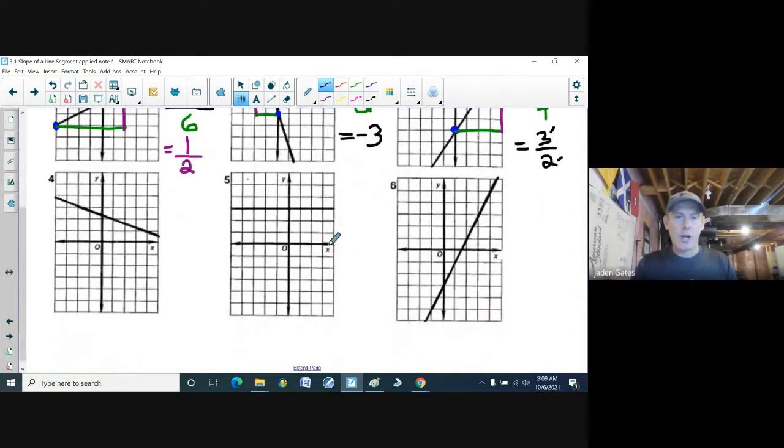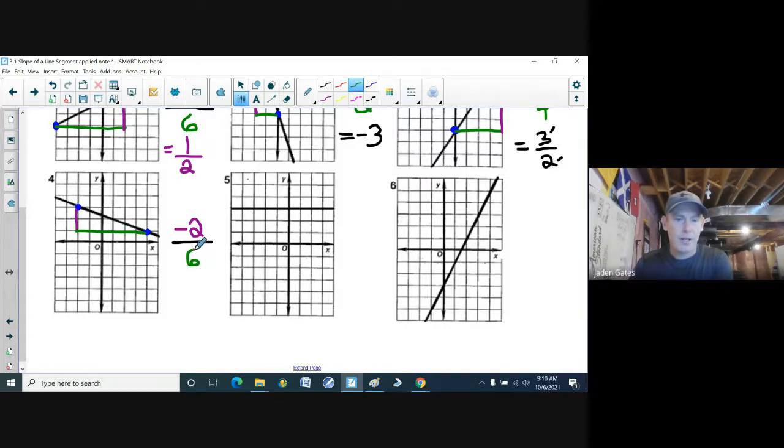All right, let's try and call a few more here. Number 4, again, looking for 2 nice points. Well, there's one right there. And this one here looks pretty good. All right, so again, finding my slope. I'm going to, let's see here, go down a couple. So down 2. Now again, I'm going down. Down 2. And then I'm going to move over, to the right. 1, 2, 3, 4, 5, 6.